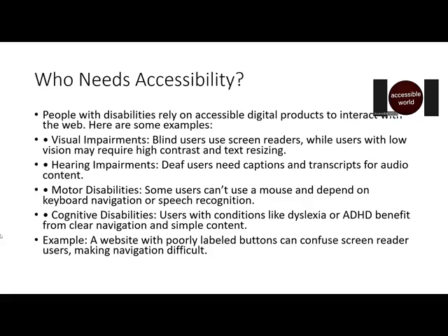And the motor impaired users are those who have limited hand and leg movement. For them, everything needs to be accessible with the keyboard. They might not be able to use the mouse. There are many types of disabilities, like cognitive disabled users. For them, the website needs to be easy to navigate.